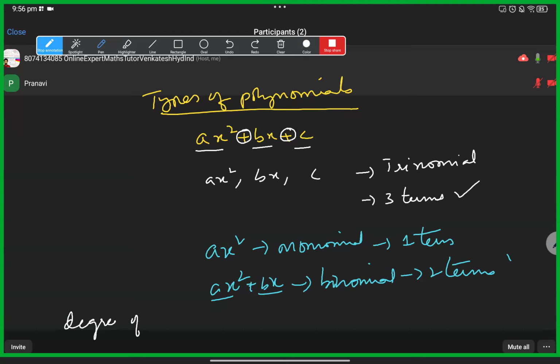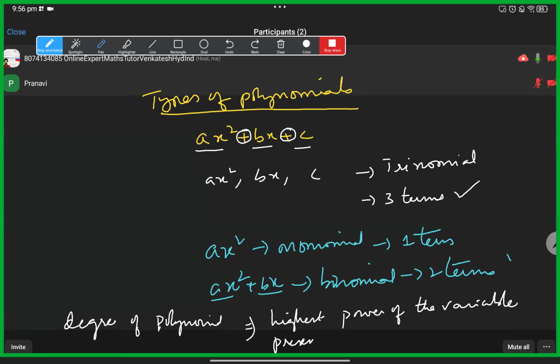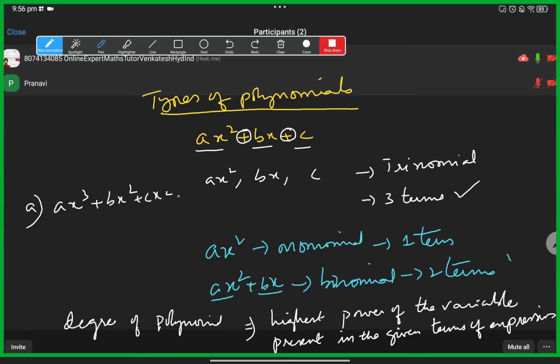So the degree of the polynomial, I think you remember. For the degree of the polynomial, we should check each and every term, where each variable's power will be there. The degree is the highest power of the variable present in the given terms of the expression. So for example, Pranavi, if I write an algebraic expression like ax cube plus bx square plus cx plus d.